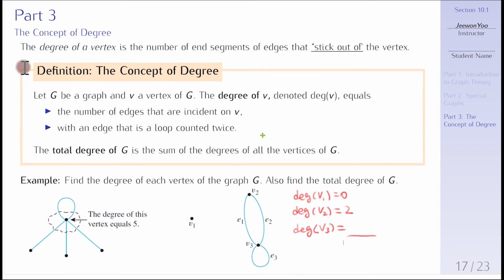Okay, degree of V1 is 0. It's because it's an isolated vertex. Degree of V2 is 2 because we have 2 edges coming out of the vertex. Degree of V3 is actually 4. The reason is 1, 2, and then we have a loop. So all together we have a 4. Therefore, if we add all these numbers up, then the degree of the graph is 6.